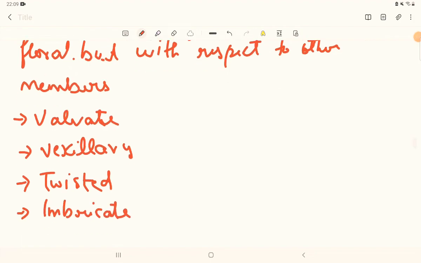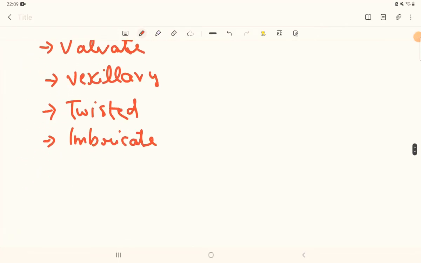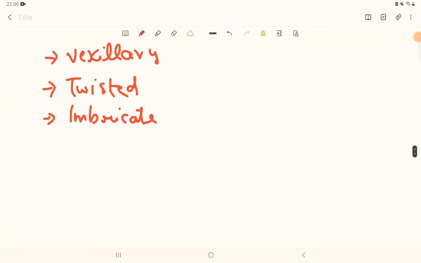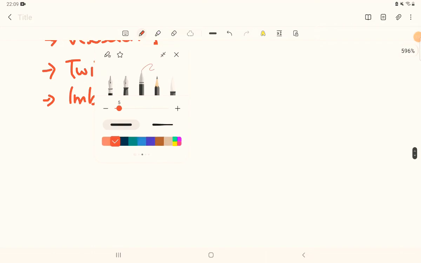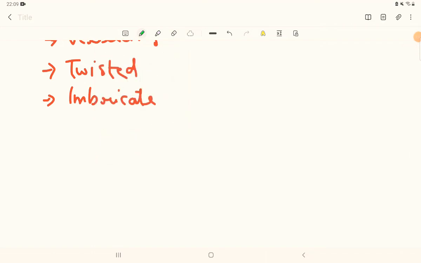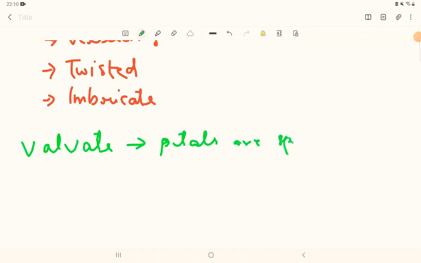So here it's the arrangement of petals. The first, very basic one, let us take one more color, is the valvate. Here the petals are not touching, so petals are separate. It's like this.